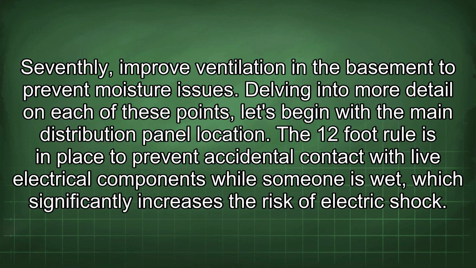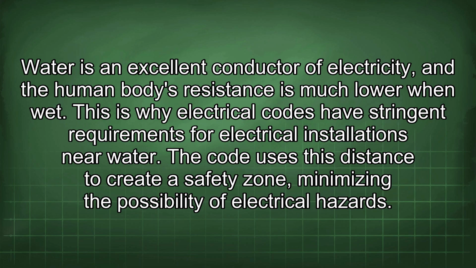Delving into more detail on each of these points, let's begin with the main distribution panel location. The 12-foot rule is in place to prevent accidental contact with live electrical components while someone is wet, which significantly increases the risk of electric shock. Water is an excellent conductor of electricity, and the human body's resistance is much lower when wet. This is why electrical codes have stringent requirements for electrical installations near water. The code uses this distance to create a safety zone, minimizing the possibility of electrical hazards.